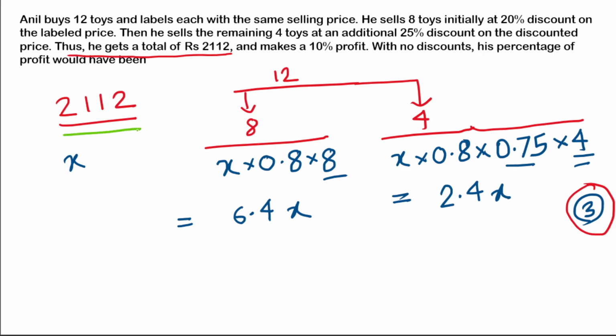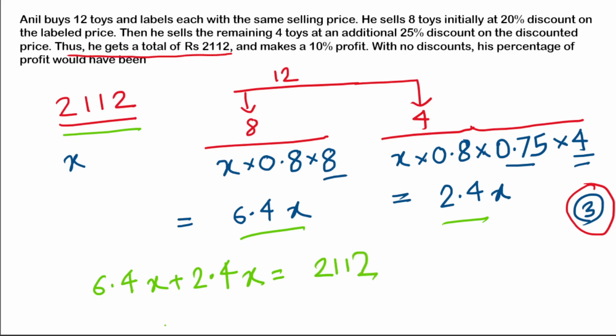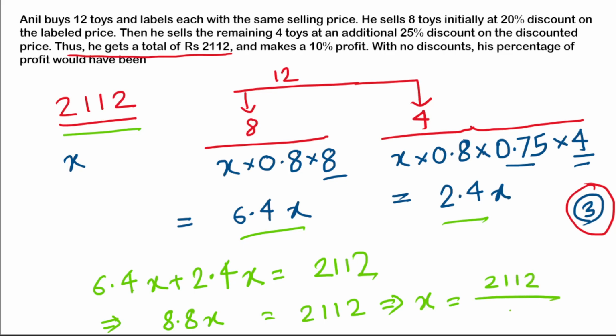Then we have this 2112 and this, right? So basically 6.4x plus 2.4x comes out to be 2112, right? Now this is simply 8.8x equal to 2112. Now how much is x equal to? x equals 2112 by 8.8. Now generally I would advise you to hold up the calculations, because if you don't have access to a calculator in your tests, then let us hold up the calculation for now. Maybe it will simplify later on in the expression, right?